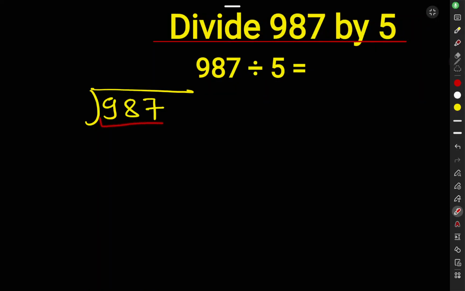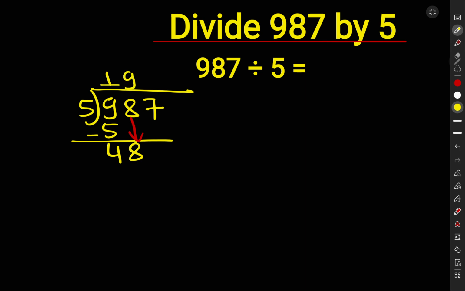Divide 987 by 5 in a long division method. 5 times 1 is 5. On subtracting we get 4. So now we put down this 8 and it is 48.